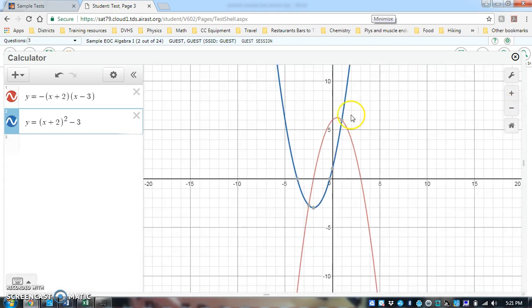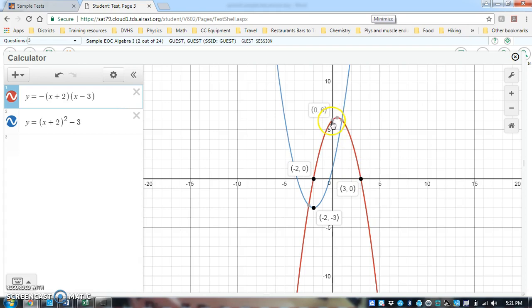As we zoom out now, I've got both equations in. I look at my vertex there. That's looking at the wrong point, of course. That's the wrong one. We see our vertex is at -2, -3. It's a minimum for y equals x plus 2 quantity squared minus 3. We see that our other equation has our zeros at -2, 0, and 3, 0.